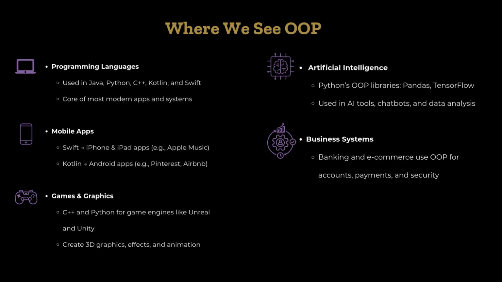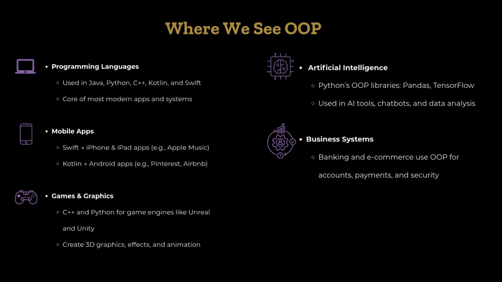In computer graphics, OOP also plays a big role. For example, Python's NumPy library stores data in objects called ndarrays. These objects can be manipulated mathematically to create shapes, animation, and visual effects that appear on your screen.